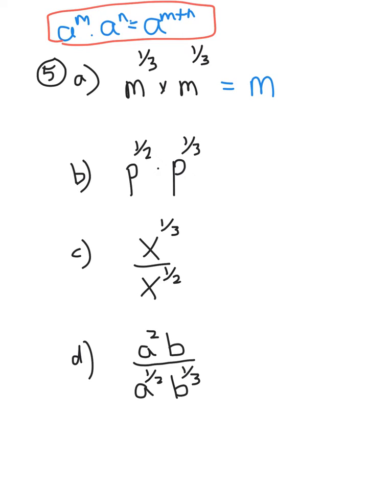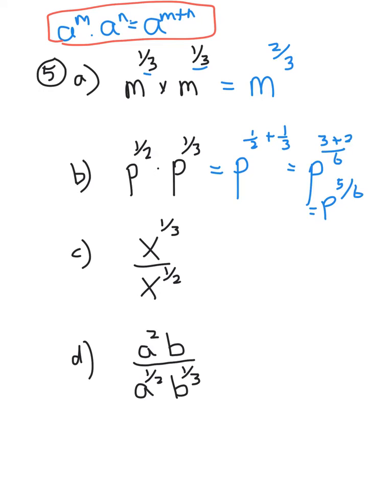So here in the same situation, we've got m to the 1/3 times m to the 1/3. We add them together, and we get m to the 2/3. Same situation here. We get p to the 1/2 plus 1/3. And of course, now the problem is we've got to add fractions. Common denominator is 6, and 1/2 is 3 over 6. 1/3 is 2 over 6. So it's p to the 5 over 6.